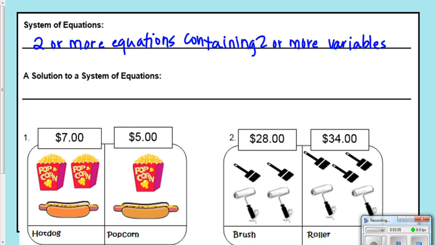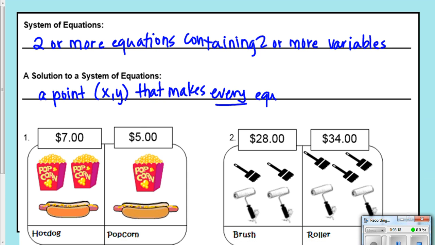It is a point, which, remember, points are written as x, y, that makes every equation in a system true. It has to plug into every single equation and make all of them work out. Pause if you need more time.